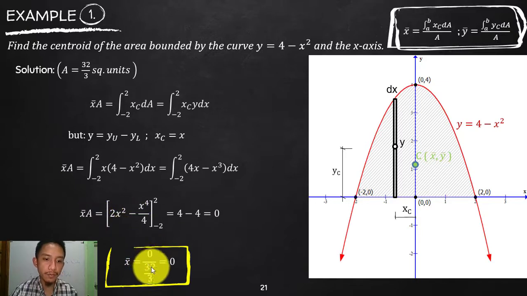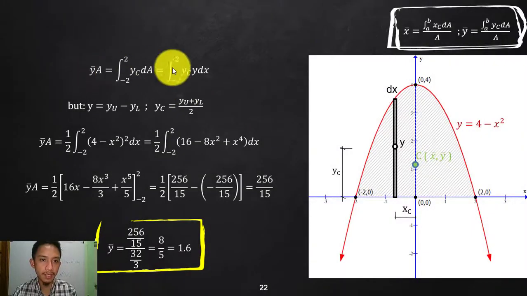Divide it by the total area 32 over 3, and 0 divided by 32 over 3 is still 0. Which is true because, by observation, like what I said a while ago, the region is symmetrical with respect to the y-axis, so the centroid should be located in the middle, which is the y-axis. So we know that it is here on the y-axis. Now, the centroid should be complete with x bar and y bar. So now, let's find the y bar.